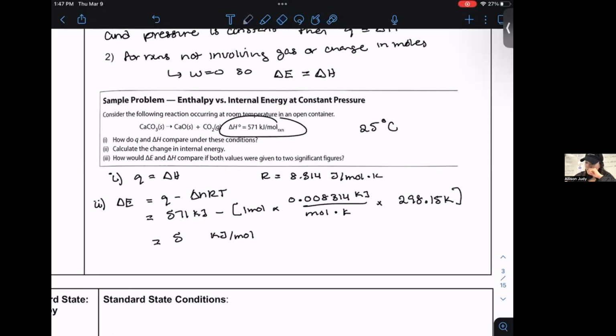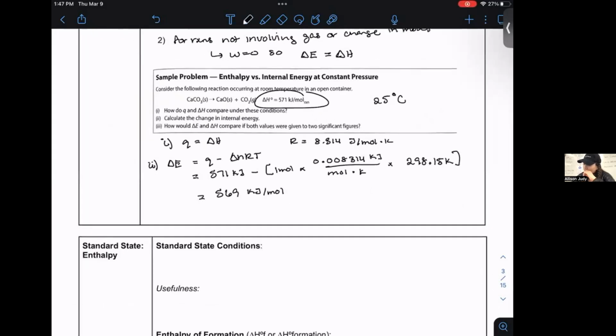Not too bad. It's just math plugging. Where'd you get 0.008? Because I converted R from joules per mole per Kelvin to kilojoules per mole per Kelvin. What does R represent? R is the ideal gas law constant. Is that in our equation sheet? Yes.